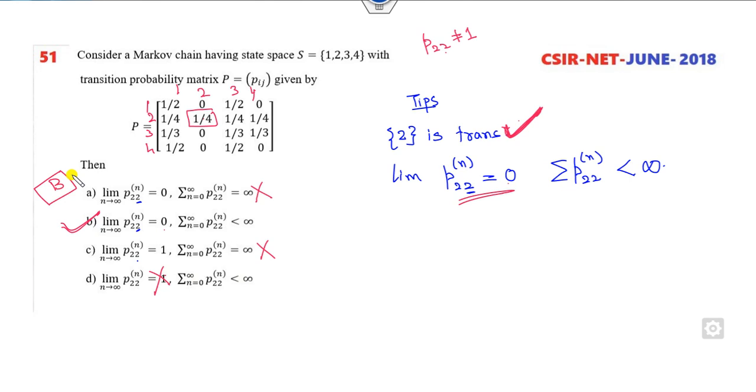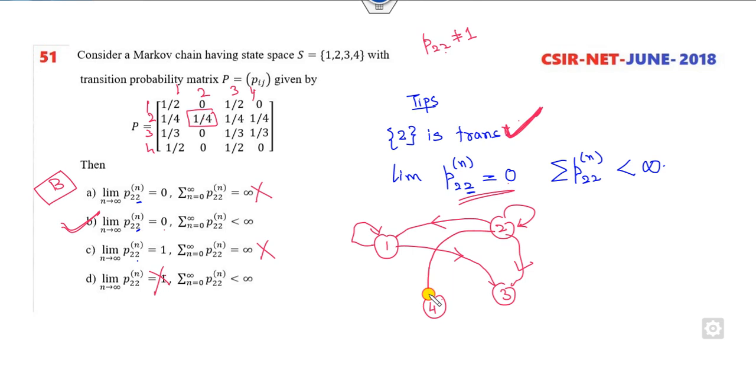Otherwise, you can draw the diagram. The second method: states 1, 2, 3, 4. Draw the transitions 1 to 1, 1 to 2, 1 to 3, 2 to 1, 2 to 2, 2 to 3, 3 to 2, 3 to 4, 4 to 1, 4 to 3, and so on.